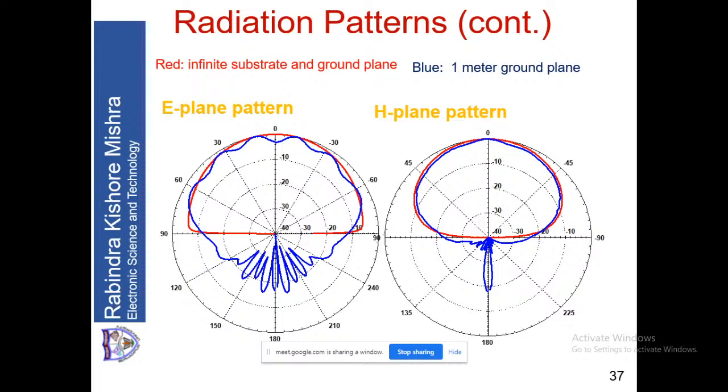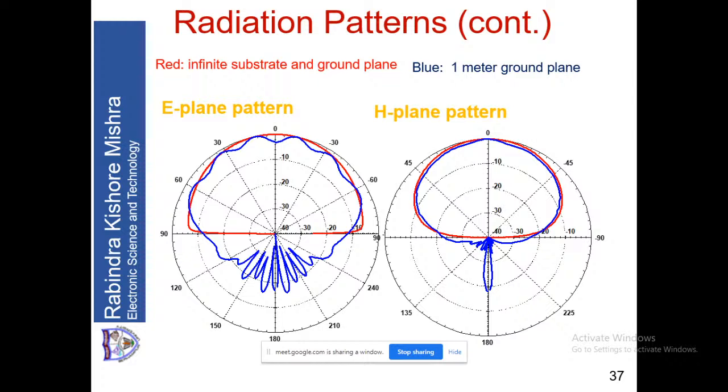Second is, if you look at the real pattern, which is blue, there are distortions in the blue pattern in the forward direction, which is towards 0 in both the cases, but in the E plane the distortion is more marked because of surface wave, and there is radiation to the backward direction. That also you can see. So this is all that we discussed about radiation pattern.